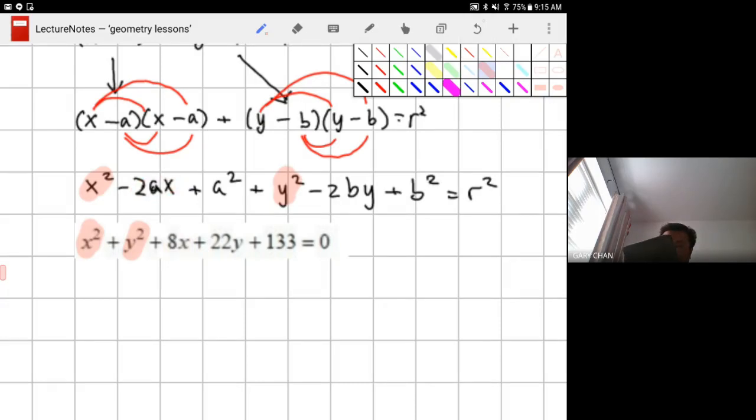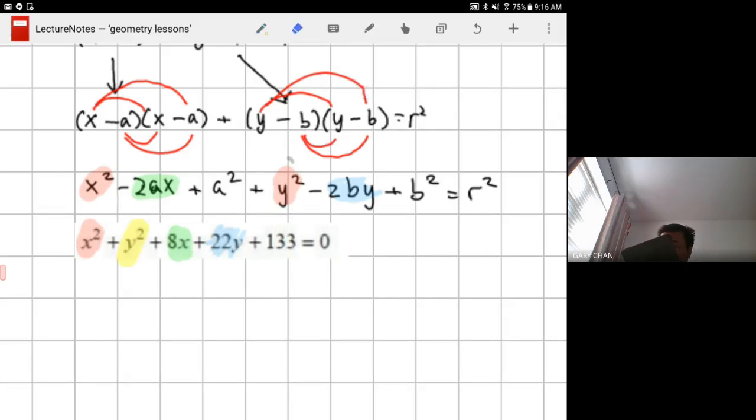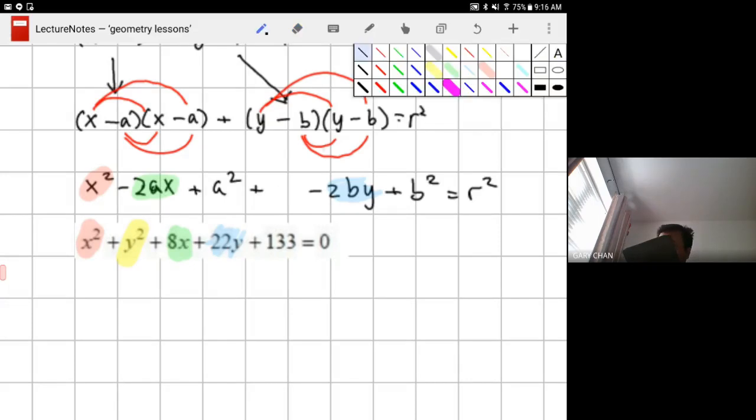Actually, I'm going to color code this a little better so that it'll match a little more. I have an x term, which corresponds with that x term there. I also have a y term, which corresponds with this y term. And I have a y squared term, which corresponds with this y squared term here. You see that, right? So there is some resemblance.